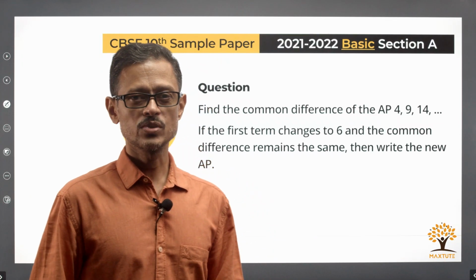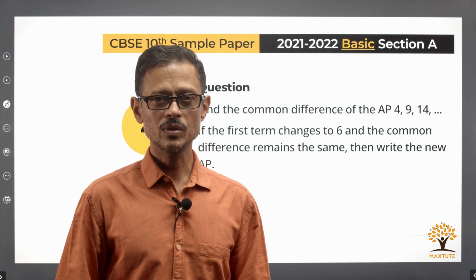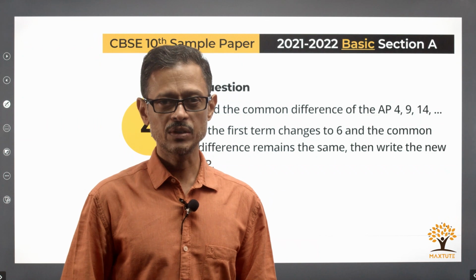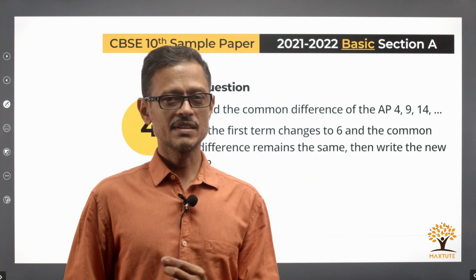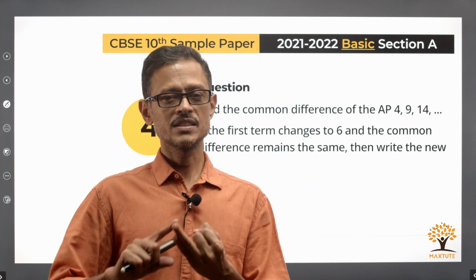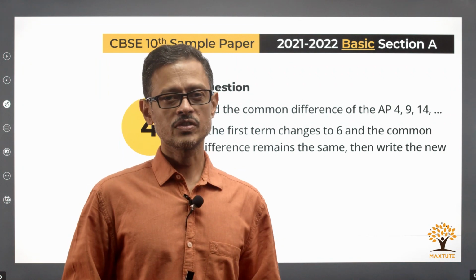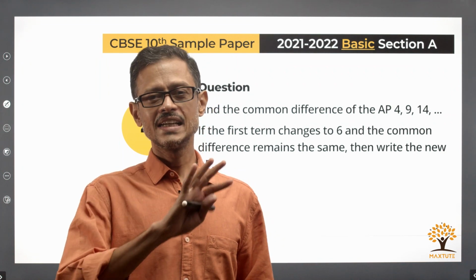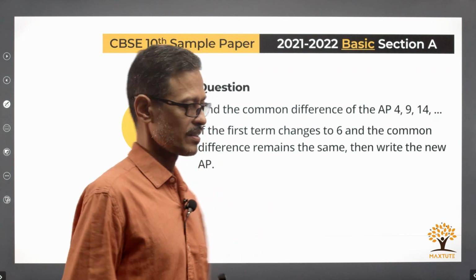CBSE Class 10 Math video solution to the sample paper given by the CBSE Board for Term 2 of academic year 21-22. We are going to be looking at solutions to two questions. One is a Section A question and the other one is a Section B question. Both these questions are from the chapter Arithmetic Progression. Relatively easy, pretty straightforward questions, right?